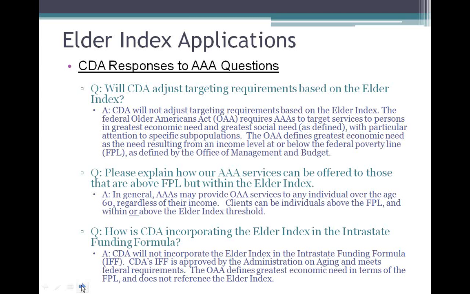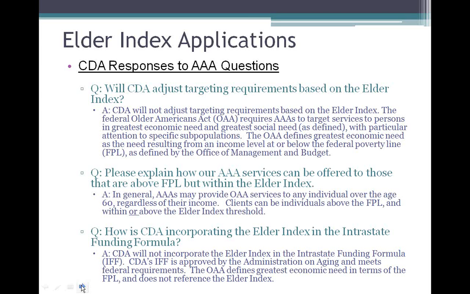Another question had to do with how AAA services could be offered to persons that are above the federal poverty line but within the Elder Index. In general, AAAs may provide Older Americans Act services to any individual over the age of 60, regardless of their income. Clients can be individuals who are above the federal poverty level and within or above the Elder Index threshold. So I would say now that AAAs already are offering services to persons who are above the FPL but within the Elder Index threshold.